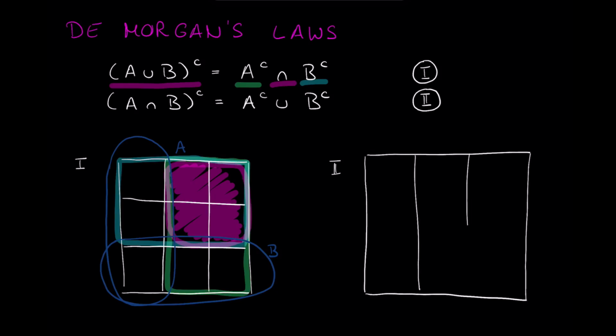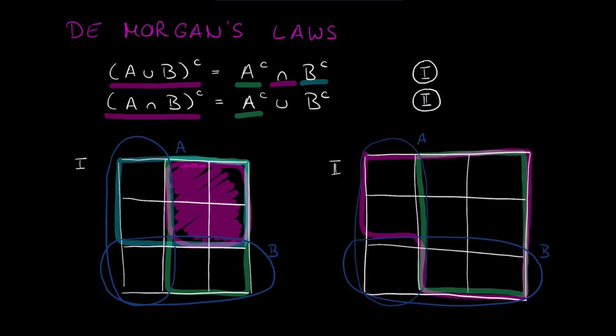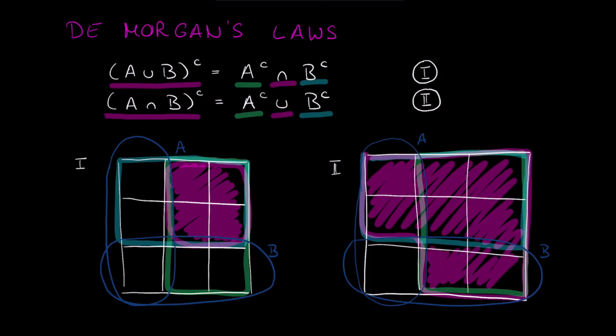We can do the same for the second De Morgan's law. In this case, we obtain the complement of the intersection of the 2 sets. The intersection would be the lower left corner of the sample space. Thus, the complement is everything except this one sample. On the right-hand side, we have the complement of A and the complement of B. The union of these 2 is again the same subset of the sample space as obtained by the left-hand side of the De Morgan's law.